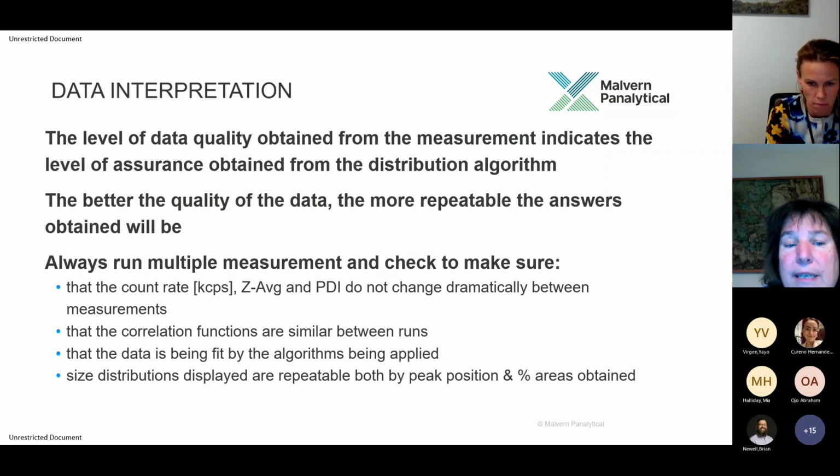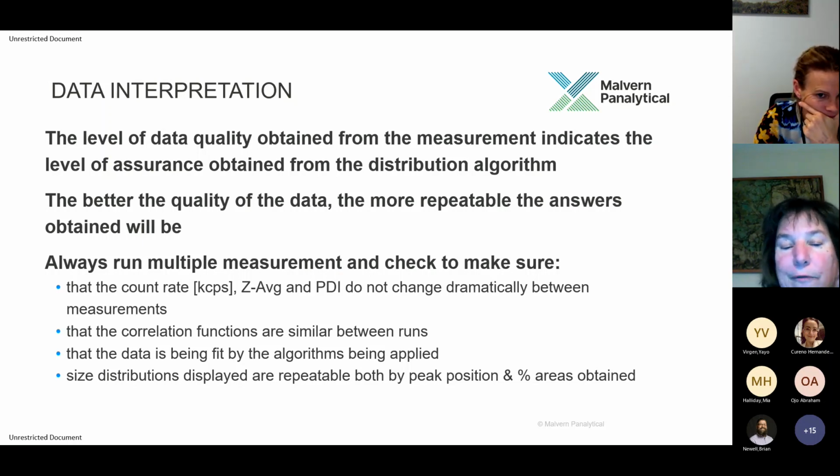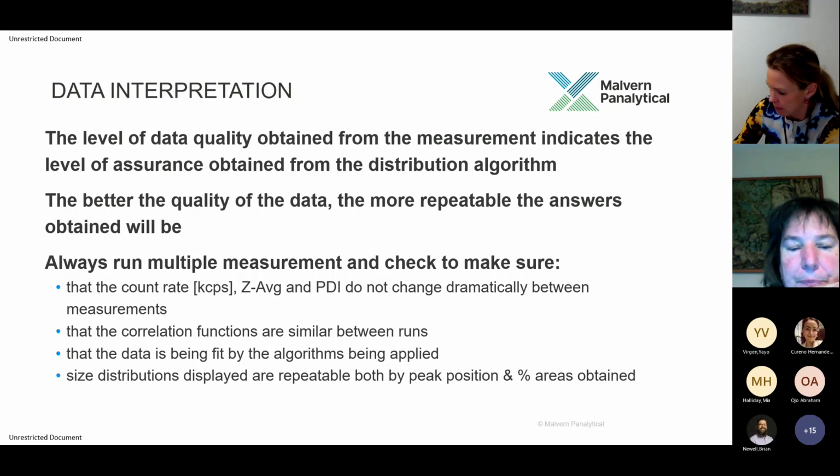And what I mean by repeatable is that the count rate, so how much light scattering you're getting every time you make that measurement, that count rate should be consistent. The Z average should not be changing. The PDI should not be changing dramatically between these measurements. What do I mean by dramatically? I mean those values should stay within 3 to 5% of each other. So the count rate, the Z average, and the PDI should not be changing during the course of 3 measurements or 5 measurements, whatever it is that you're making.